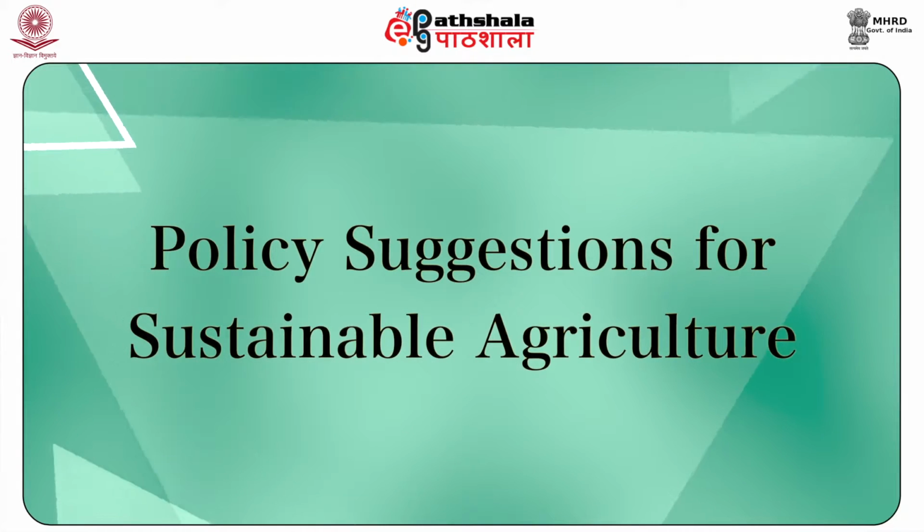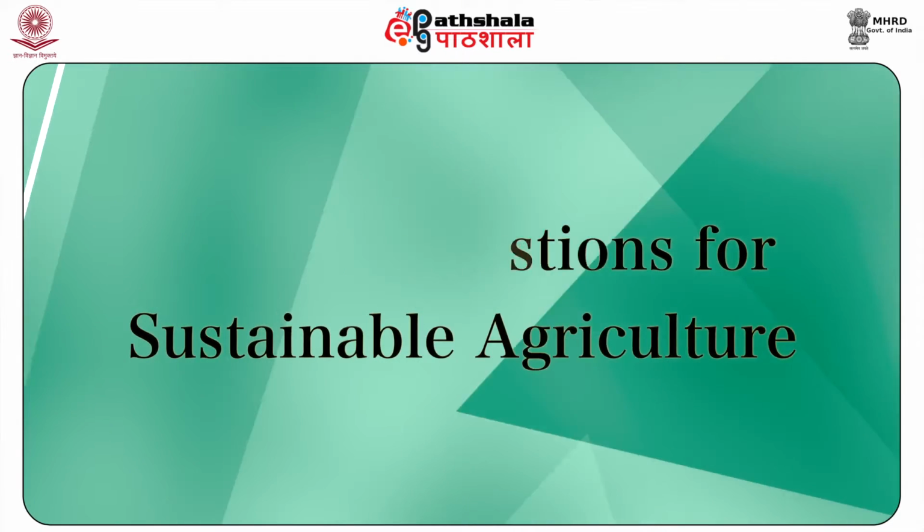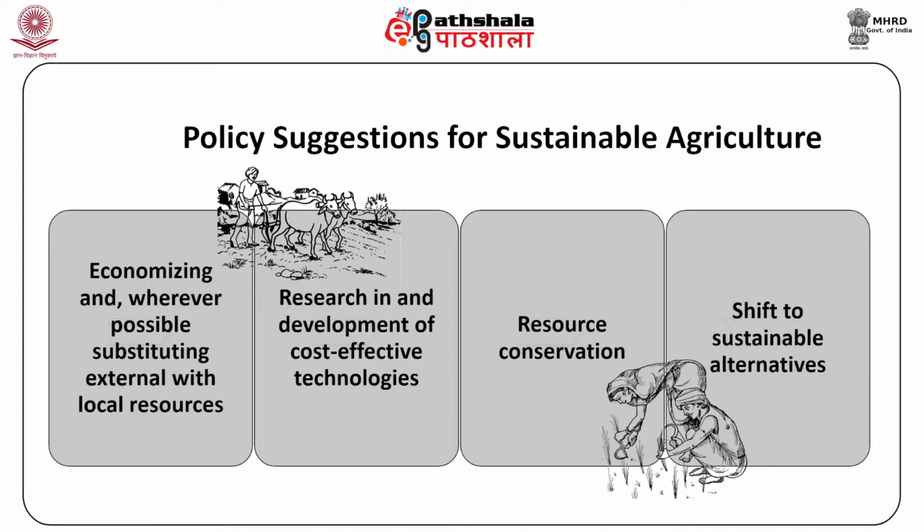Now we shall understand policy suggestions for sustainable agriculture. According to Nina and Chandrasekhar, sustainable agriculture can be achieved by economizing and, where possible, substituting external with local resources. For instance, legumes in traditional crop rotations were an inexpensive source of nitrogen, that is a local resource, as against expensive synthetic nitrogen, that is the external resource.